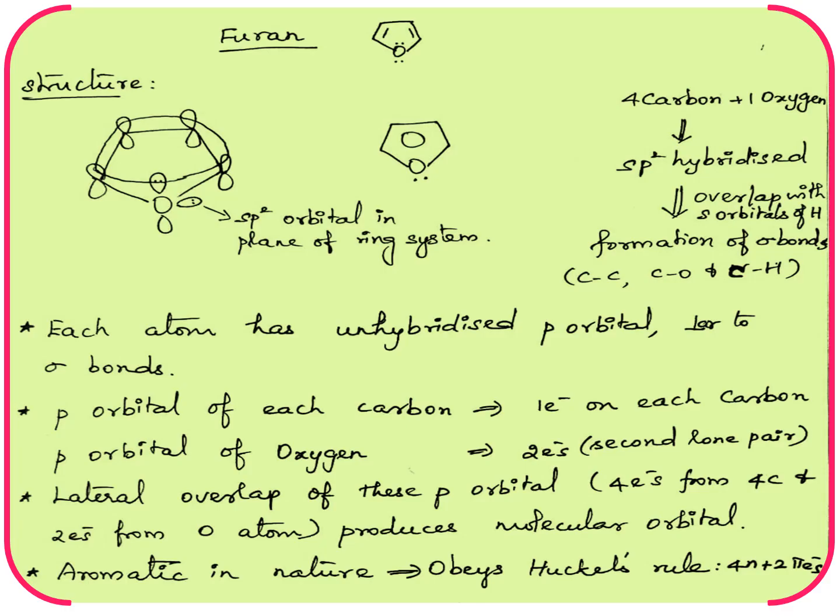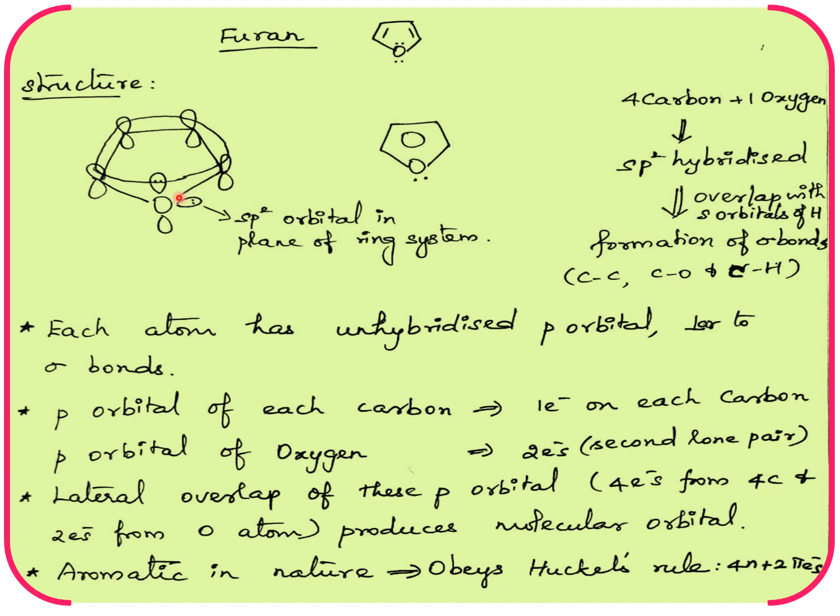Here we are going to see the next heterocyclic compound, furan. The structure of furan is similar to the structure of pyrrole. In pyrrole we had 4 carbon and 1 nitrogen. In furan, we have 4 carbon and 1 oxygen. These orbitals get hybridized to form sp2 hybridized orbitals, and these sp2 hybridized orbitals overlap with the s orbital of hydrogen, providing the formation of sigma bonds such as the C-C sigma bond, the C-O sigma bond, the C-H sigma bonds, etc.